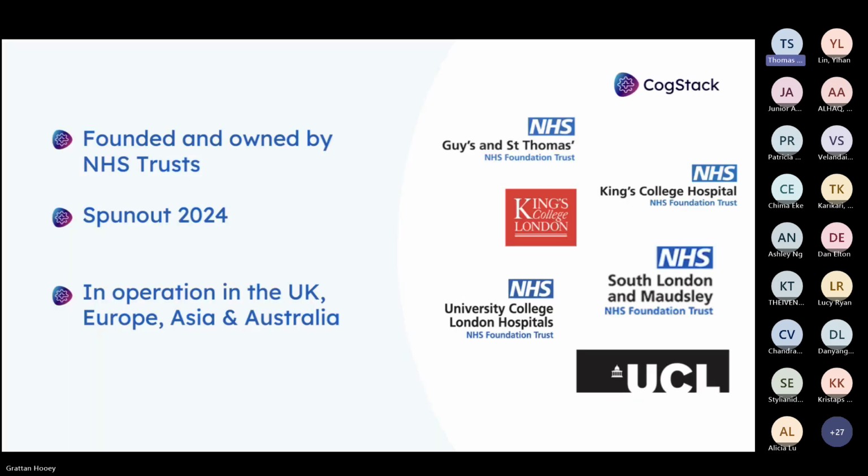So in summary, CogStack is founded and owned by a series of NHS trusts, King's Health Partners trusts, and University College London hospitals, as well as KCL and UCL. We spun out now, 2024, and we're in operation in the UK, Europe, Asia, and Australia. And now I think I'll pass over to Kawsar, who will be taking us through our next session.